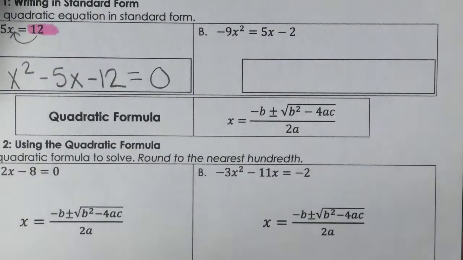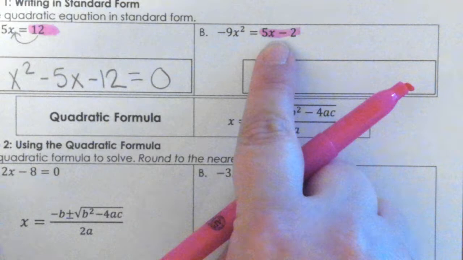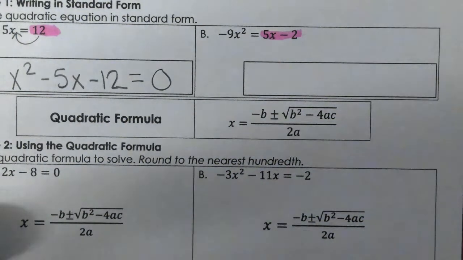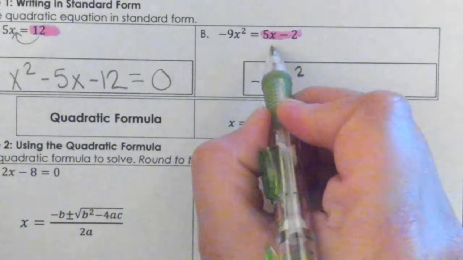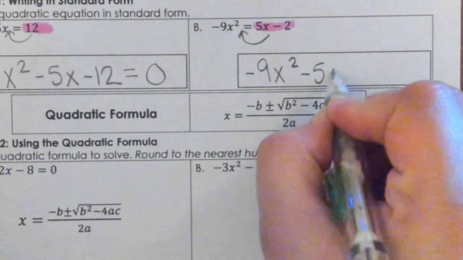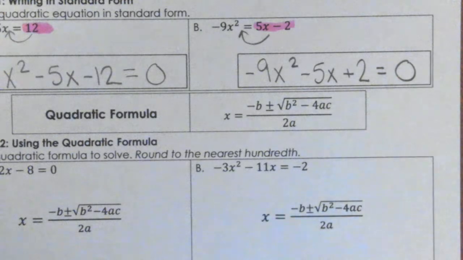Okay, and in b, same thing, but now I've got two terms to move over. So I'm going to keep that negative 9x squared. But if I move these both over here, I would have a negative 5x and a positive 2, and that would equal 0.